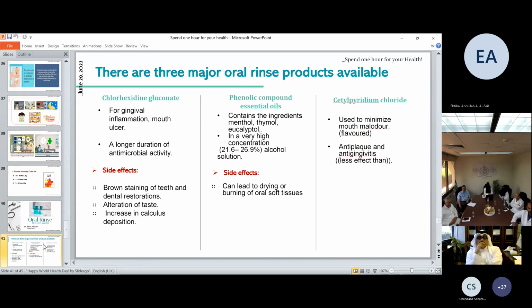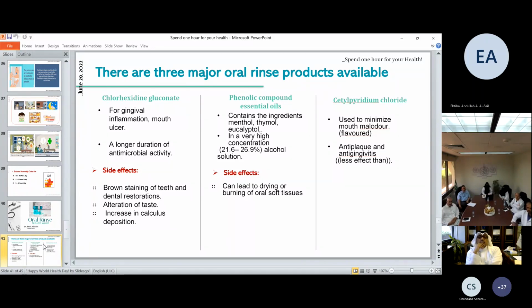If we use it for a long time, we're talking about chlorhexidine gluconate, we will get some side effects like staining of teeth or dental restoration, also some alteration of our taste, and increased calculus deposition.